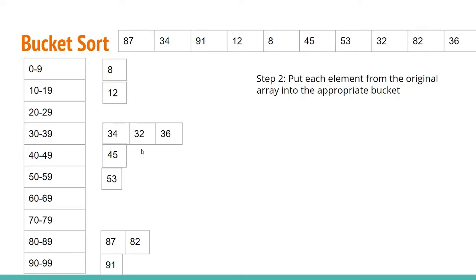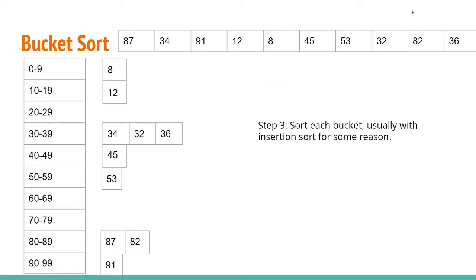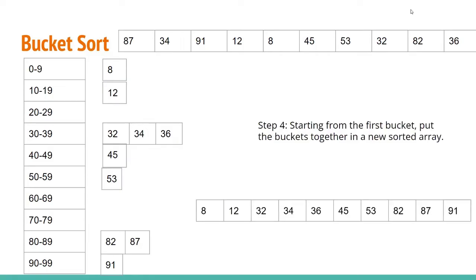As you can see, some of our buckets don't have just one value in them, so this is where we'll run insertion sort to sort these buckets. So now all of our buckets are fully sorted. So all we have to do is put all our buckets together into a new sorted array.